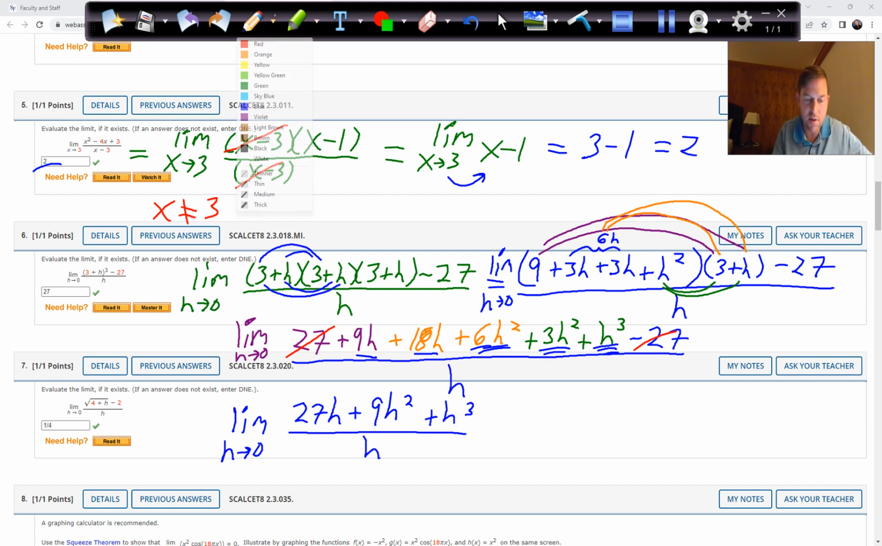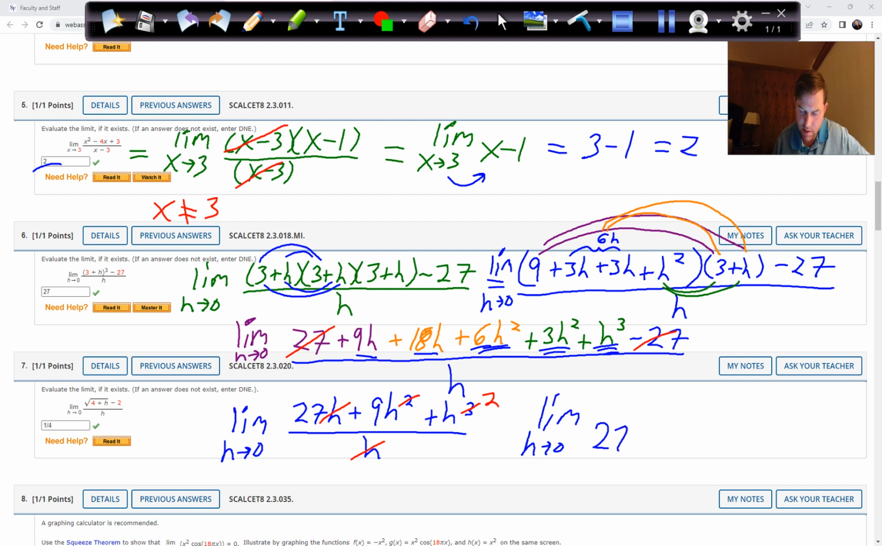Now because every single term has at least one h in it, you can cancel this h and one of these h's and one of these h's, and you get the limit as h goes to 0 of 27 plus 9h plus h squared. Then when we set h to 0, so now we're going to plug this in, those two terms are going to go away. So the answer is just 27.